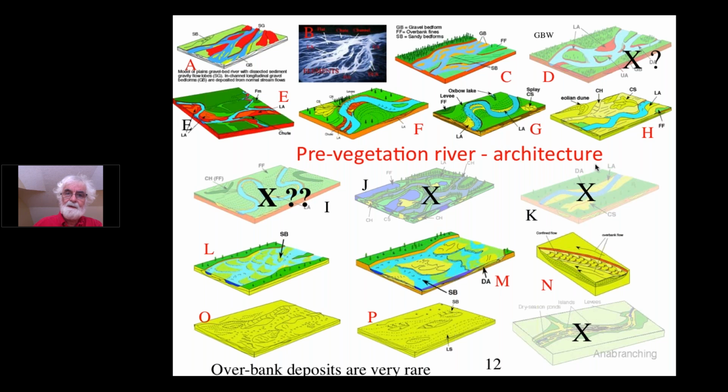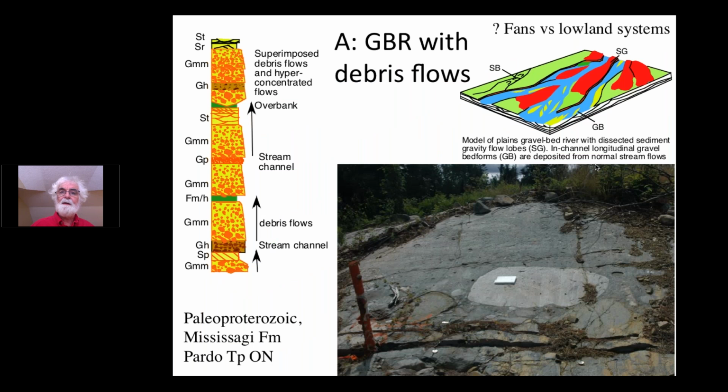So let's take a look at some of these systems, beginning with the coarser end of the system, the gravel bed rivers with debris flows. These typically give vertical profiles which make it very difficult to tell the difference between transverse and longitudinal systems, i.e. are you dealing with fans or lowland feeder systems. The basic models require essentially the presence of upper flow regime conditions or debris flow concentrations within the system.